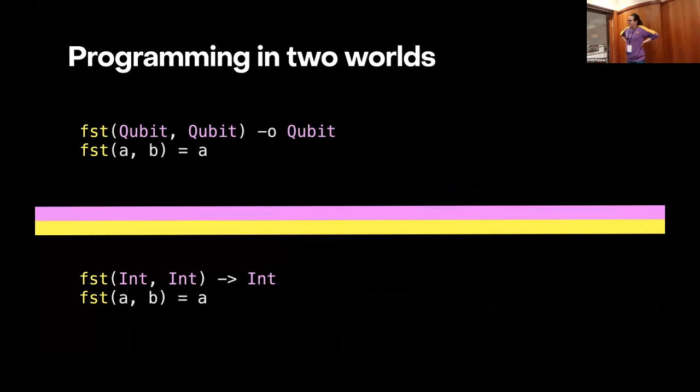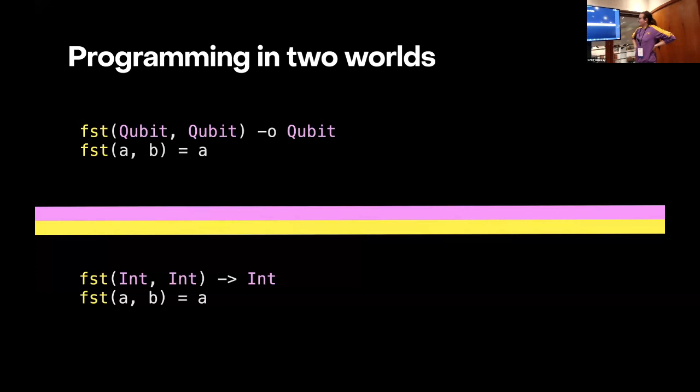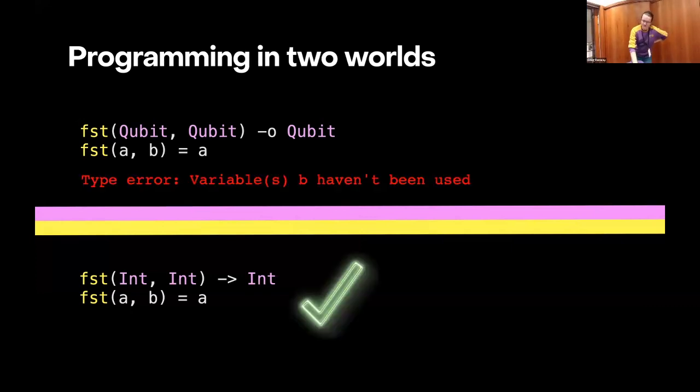This is a bit of what BRAT looks like. There are the two worlds I alluded to. These function types look very similar, except here's a lollipop from linear logic, meaning that you can't throw one of these away. And it's a classical arrow from functional programming. So if you run both these through the BRAT type checker, you'll get an error in the top one because we tried to throw away B. And on the first one, there's no problem because it's classical data.